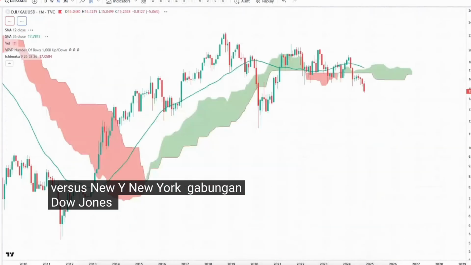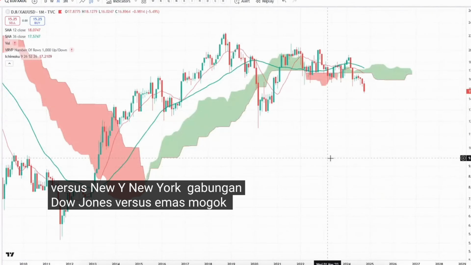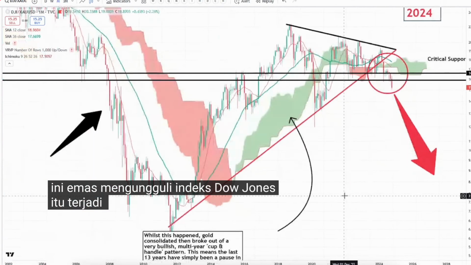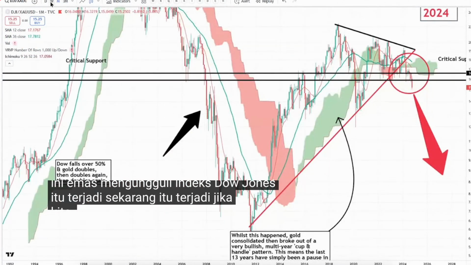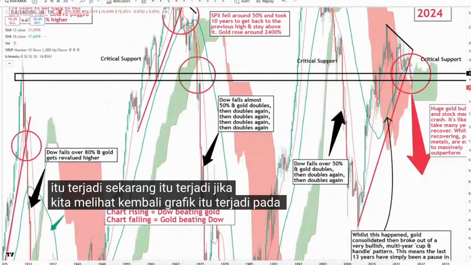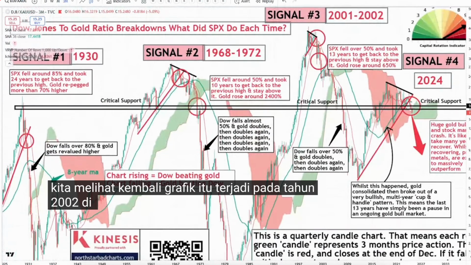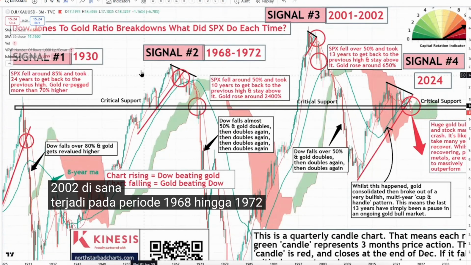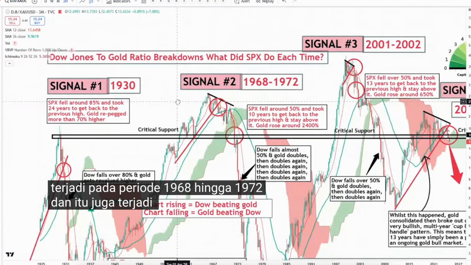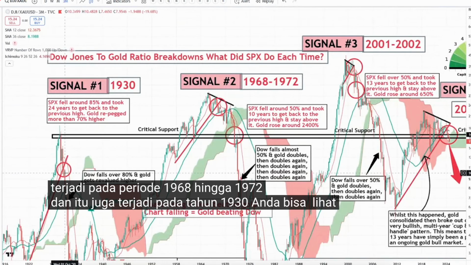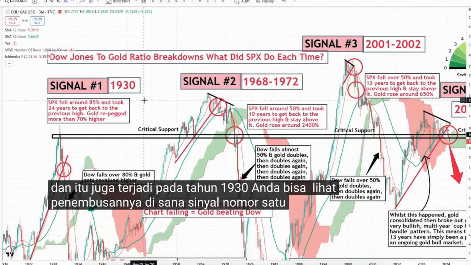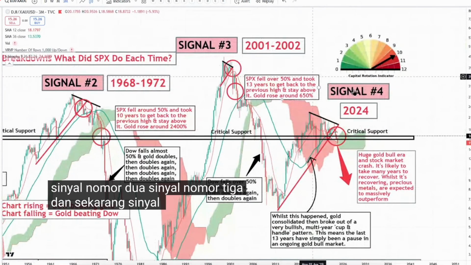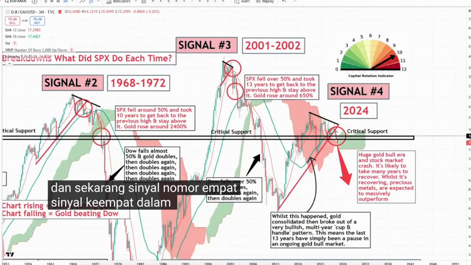The Dow Jones versus gold breaking down. So this is gold outperforming the Dow Jones index. It's happening now. If we go back on the chart, it happened in 2002 there. It happened in the period 1968 to 1972, and it also happened in 1930. You can see the breakdown there. Signal number 1, signal number 2, signal number 3, and now signal number 4, the fourth signal in 100 years.